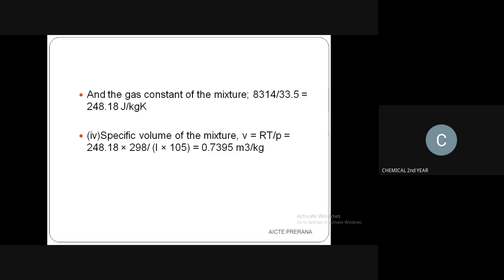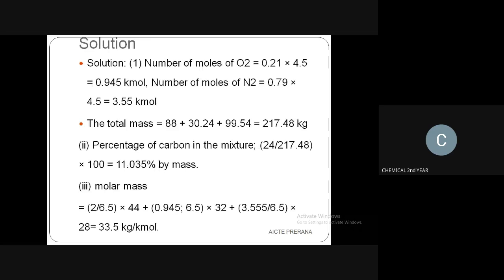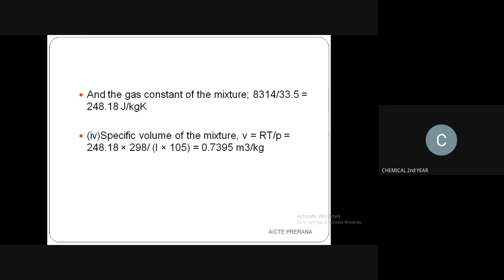Then the gas constant for the mixture: 8314 is the gas constant value. So divide 8314 by 33.5, which is nothing but the molar mass we have found out here. Okay. So you will get the answer for the gas constant as 248.18 joule per kg Kelvin.